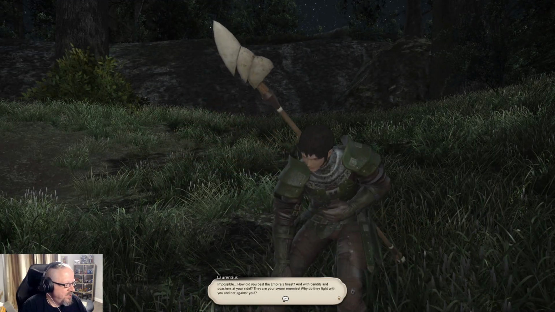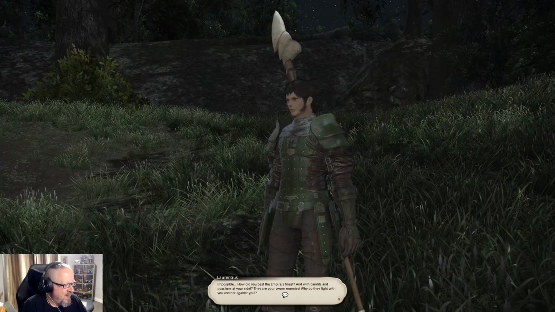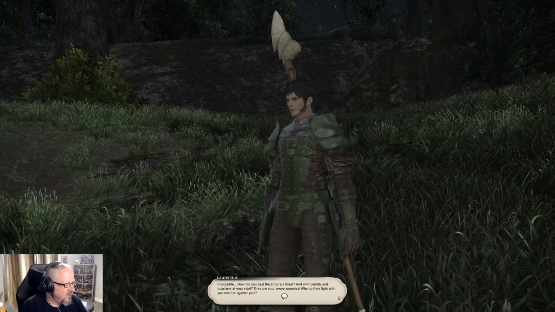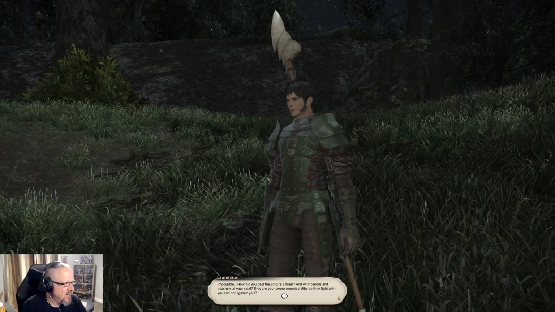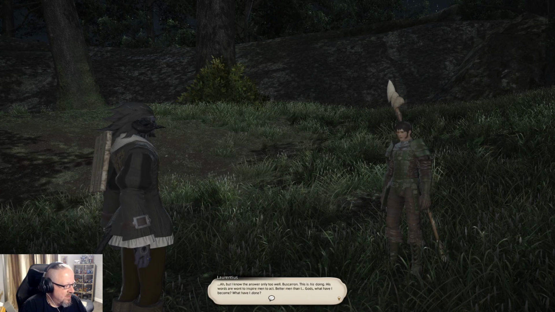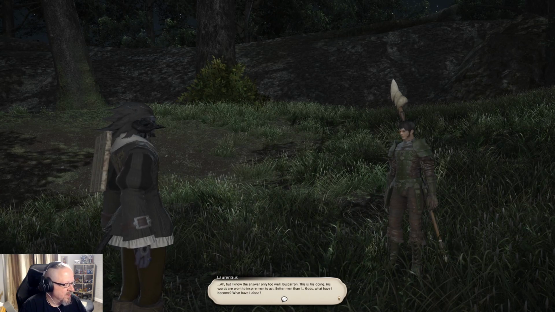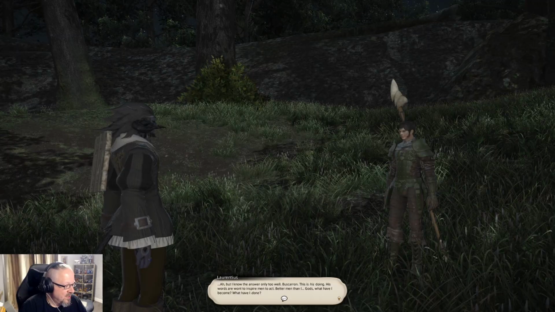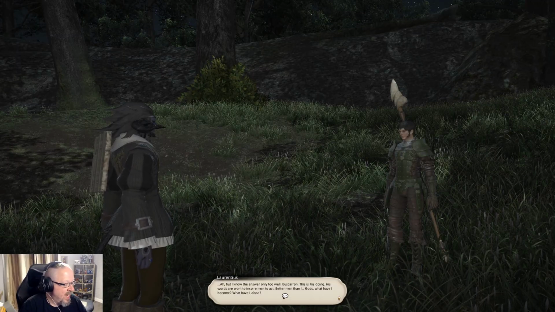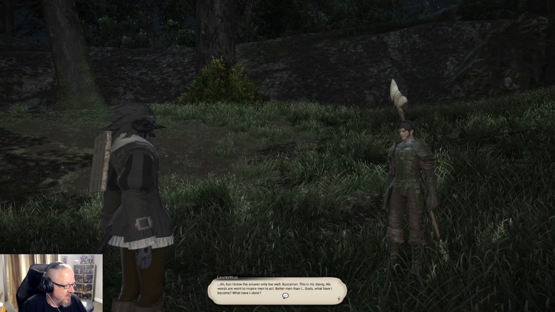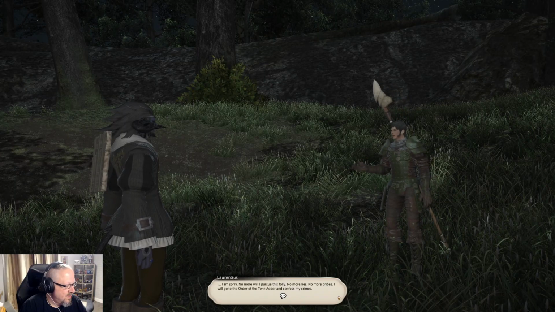Impossible. How did you best the Empire's finest? And with bandits and poachers at your side, they are sworn enemies. Why do they fight with you and not against you? Ah, but I know the answer only too well. Buscaron. This is his doing. His words are wont to inspire men to act. Better men than I. Gods, what have I become? What have I done? I am sorry.